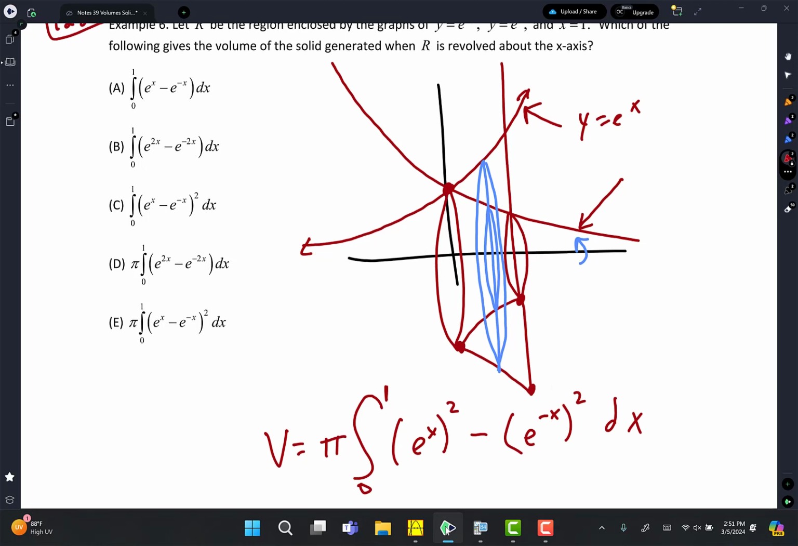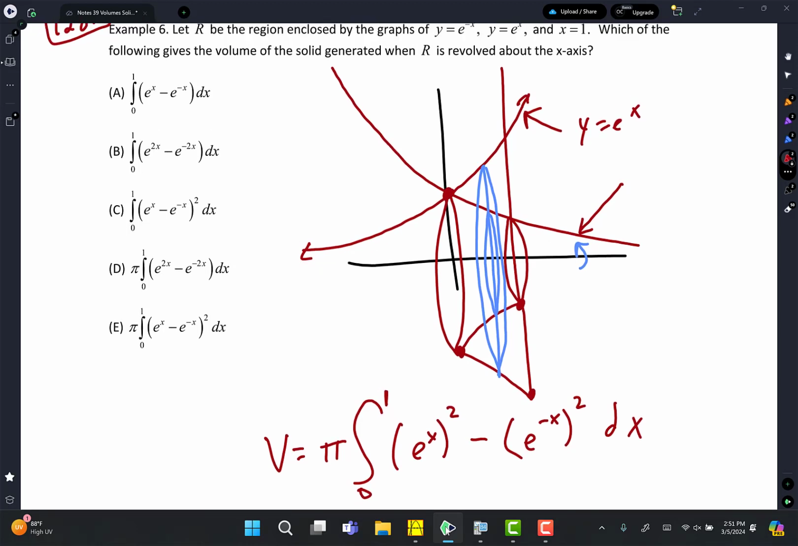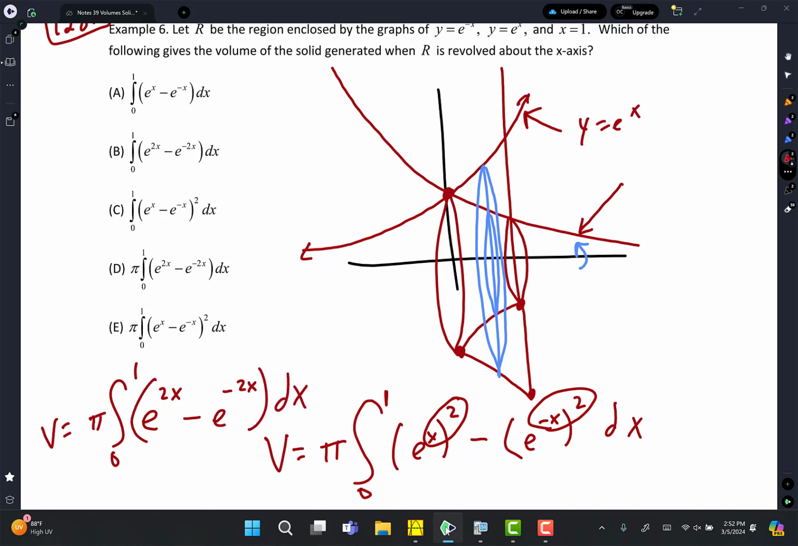Now I'm going to look for that answer. So laws of exponents. Volume equals pi integral from 0 to 1 of e to the x raised to the 2, you can just multiply them, so e to the 2x, minus e to the negative 2x. Look for that. Is that answer in there? D. It needs to have a pi.